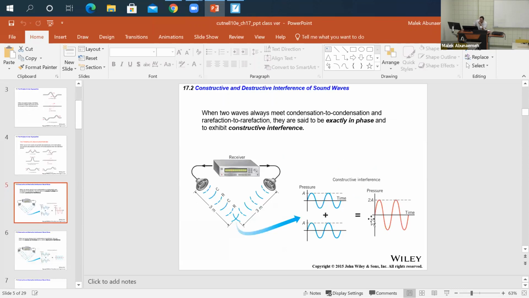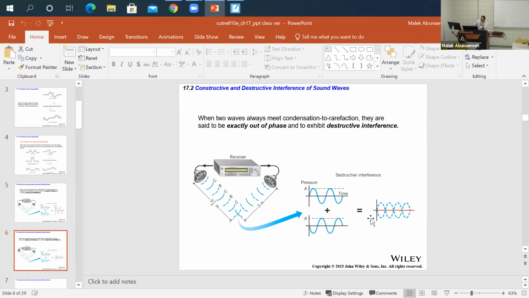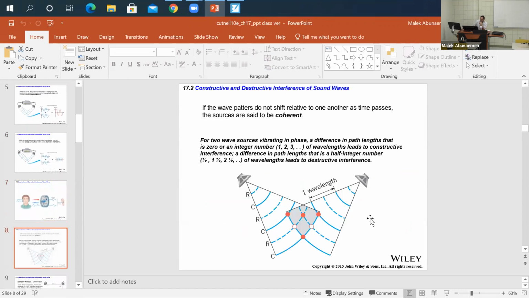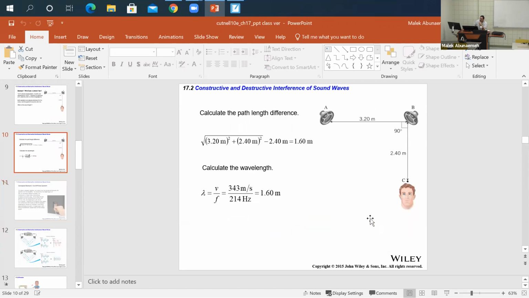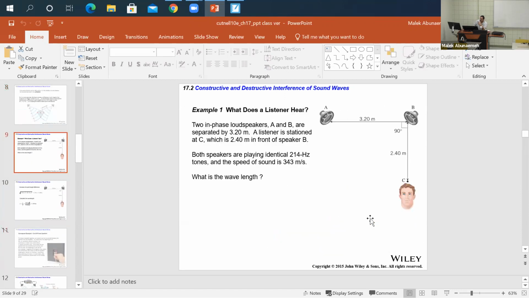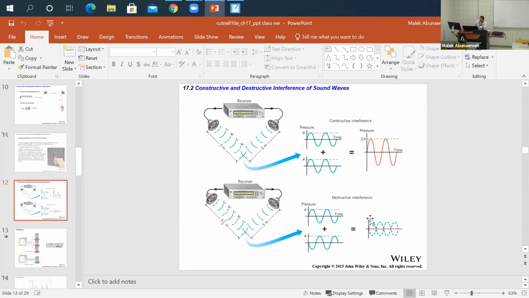So when two waves always meet condensation to condensation, rarefaction to rarefaction, they're said to be exactly in phase, and they do a constructive interference. That's what we just showed a little while ago. And when two waves always meet condensation to rarefaction, they are said to be out of phase or exhibit destructive interference, and that's what we just saw. So go ahead, there's a little example over here that you can start working on, to see if you know how to do it. This was just to calculate the wavelength that's coming in from both speakers.